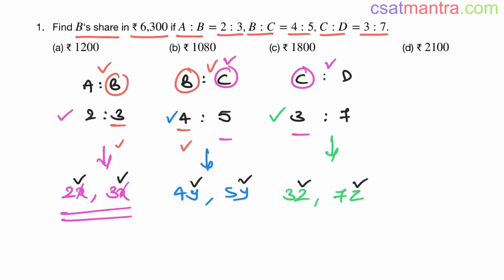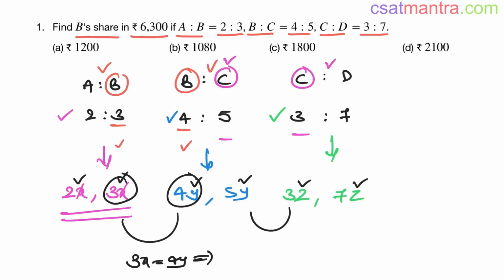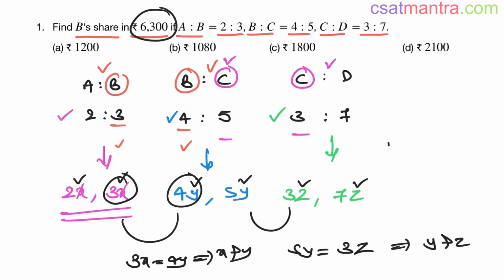They are not the same. Now from these two ratios we can write 3x is equal to 4y. Quantity of B will be the same. Here we will be finding a relationship between x and y. Similarly, from these two ratios we can write 5y is equal to 3z. We will get a relationship between y and z. Now after this, the sum of the shares is 6,300. A plus B plus C plus D, their shares total 6,300.